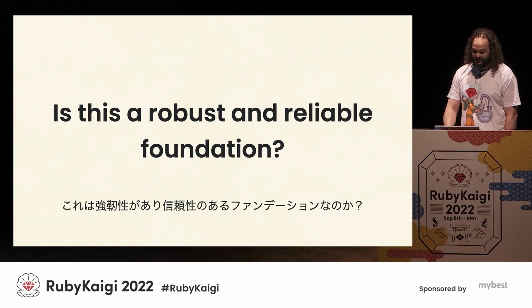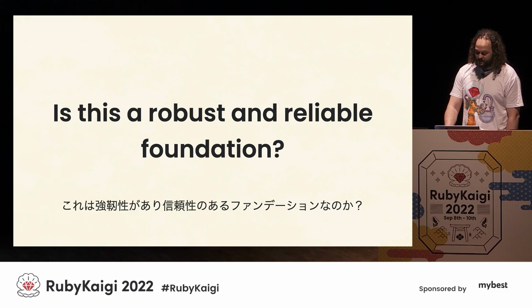Celluloid was so complex internally that it was difficult to understand or even know what the correct behavior should be. I wasn't sure if I was even solving the right problems. I didn't feel confident enough to use or recommend Celluloid as a reliable foundation for scalable Ruby applications.